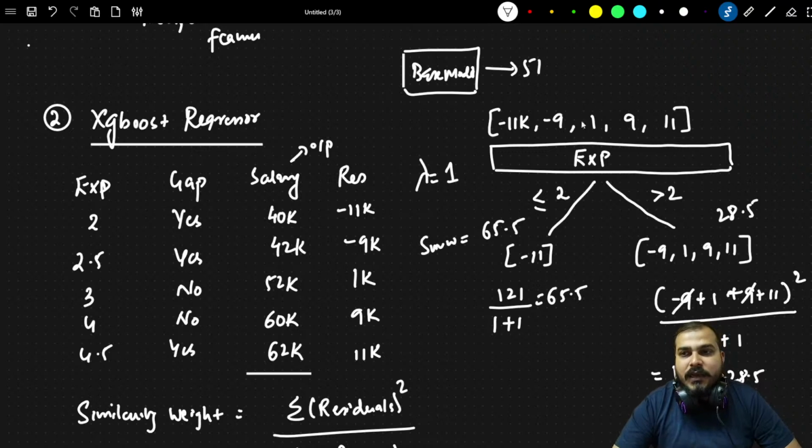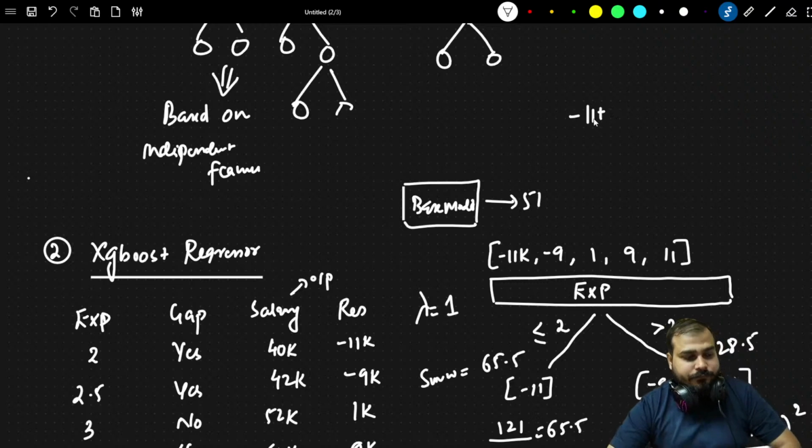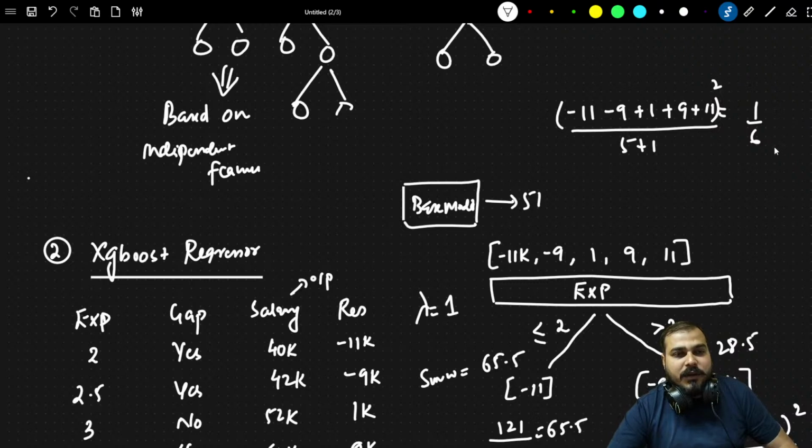Similarly, I can go ahead and calculate the similarity weight for the top one. It will be minus 11 minus 11 minus 9 plus 1 plus 9 plus 11 divided by 1, 2, 3, 4, 5. 5 plus 1 is 6. So this is getting subtracted, and this will be 1 by 6. Anyhow, this will be whole square, so it will be 1 by 6 only. So 1 by 6 will be my similarity weight over here. Clear?